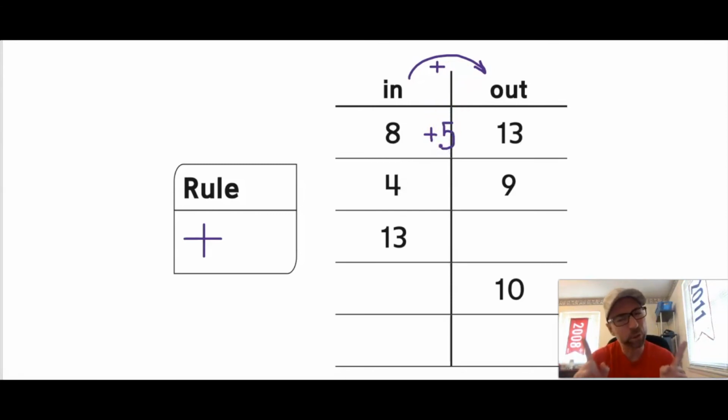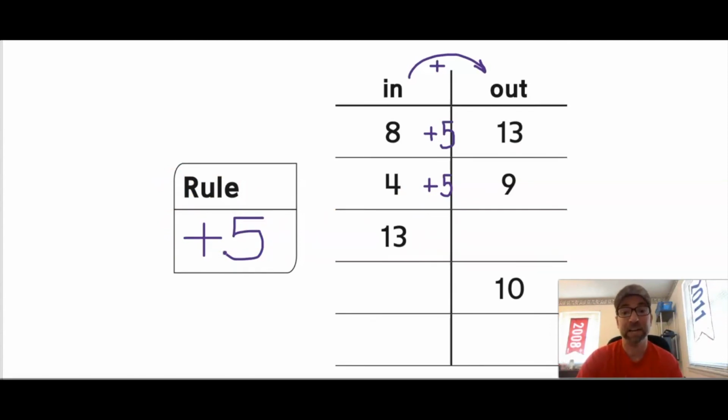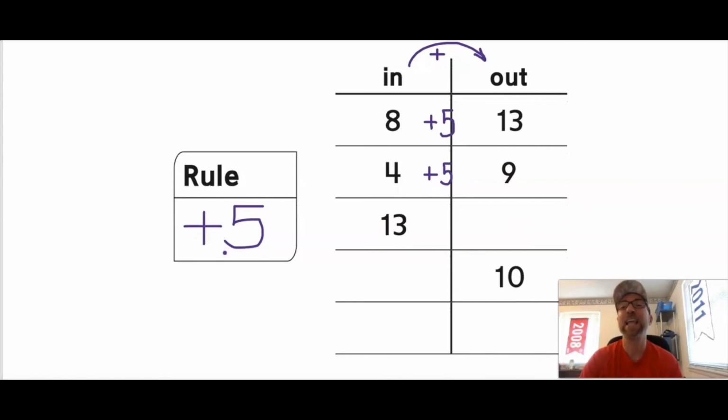Now I want to make sure it works for the next one. 4 plus 5 equals 9. So our rule is plus 5. All right, second grade. I want you to try and finish this challenge. And when you're done, press that play button again to see if you got it right. Go ahead and hit pause while you find the missing inputs and outputs.